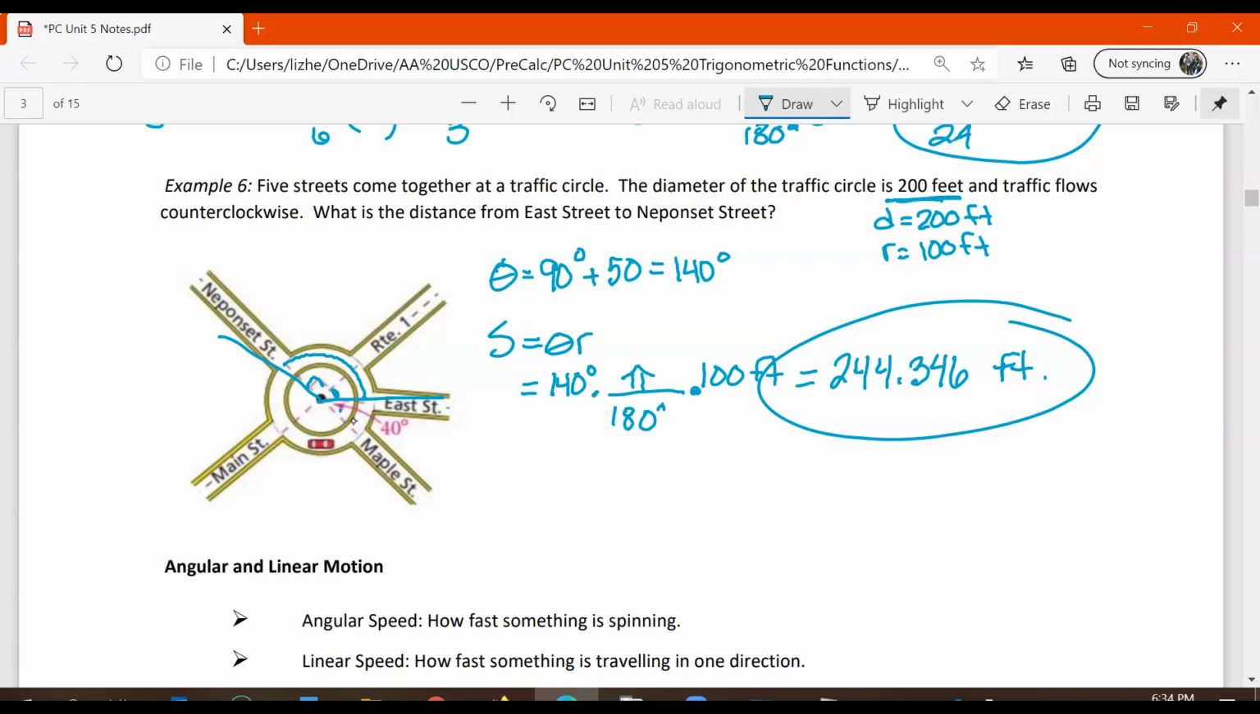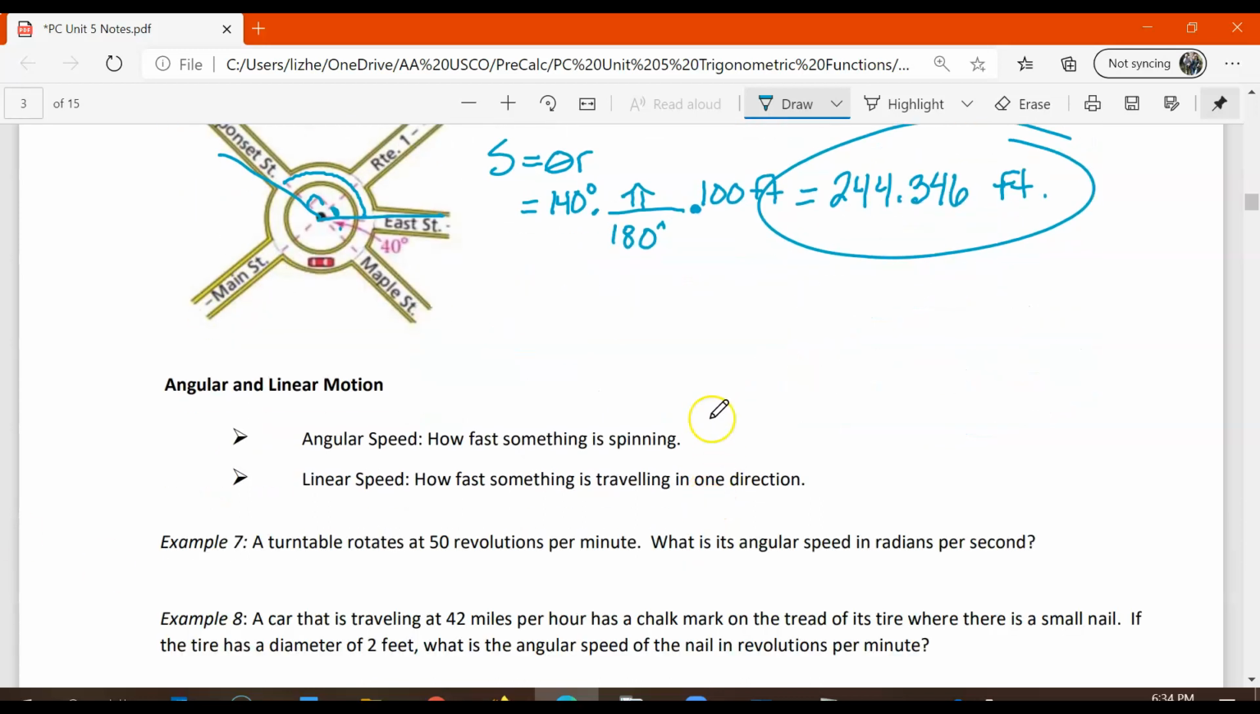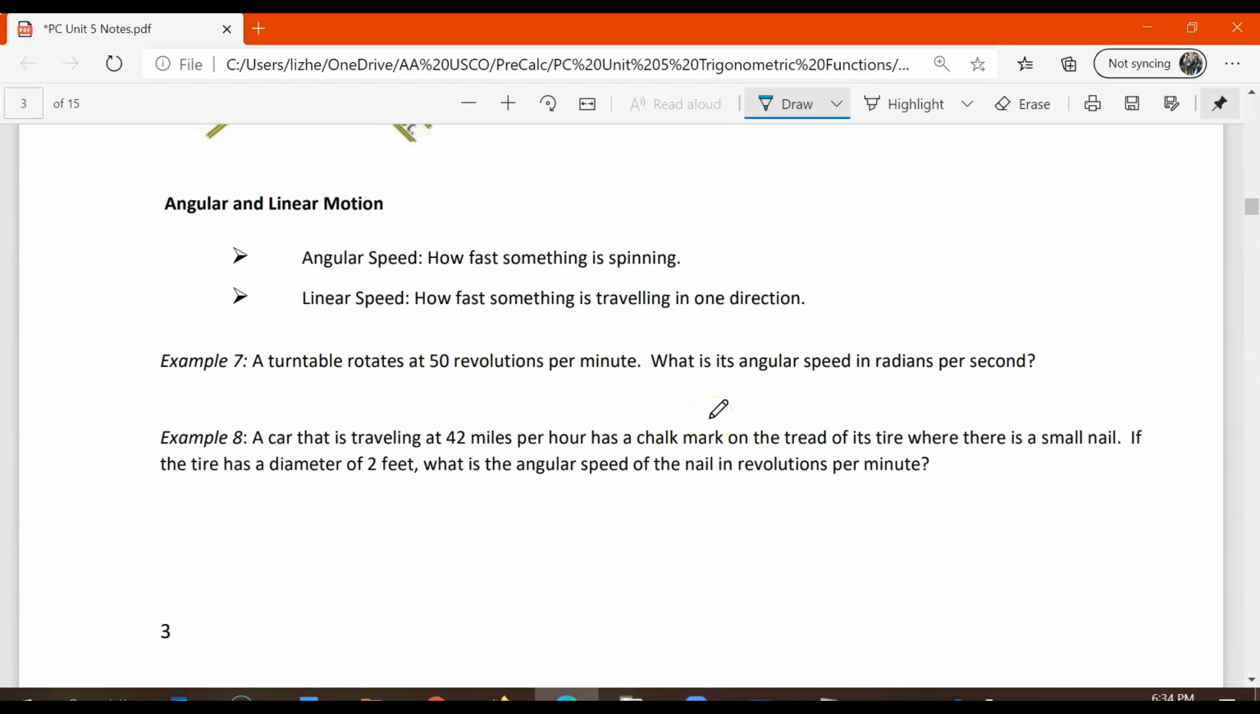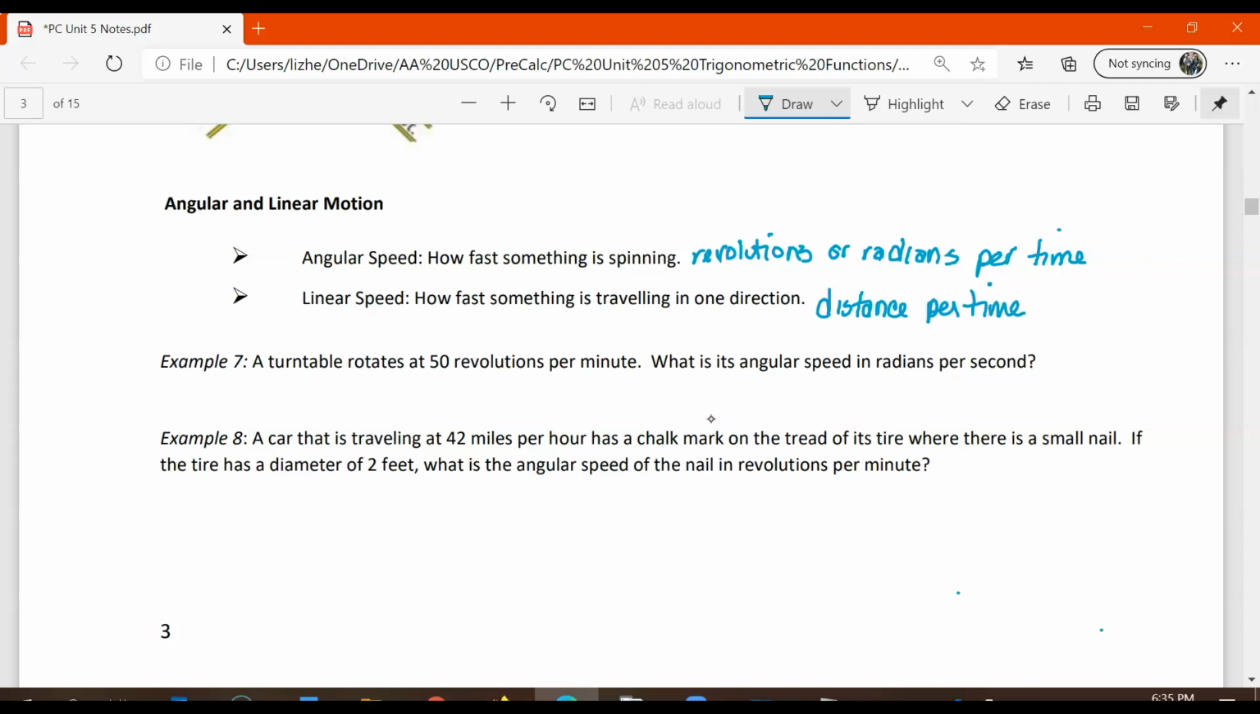But regardless, moving down, angular and linear motion. Angular speed, how fast something is spinning. That is talking about the revolutions or radians per time. How many times does it go around during a certain amount of time? Whereas linear speed is how fast something is traveling in one direction. So that is the distance per time. Miles per hour, whatever that might be.